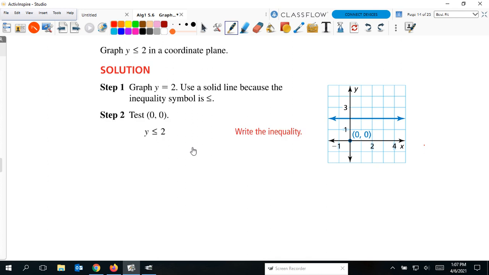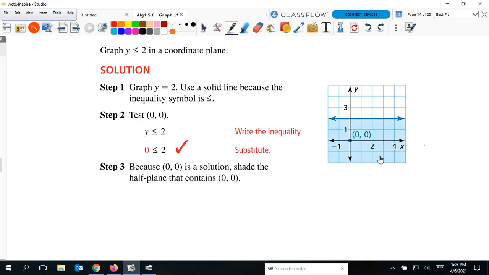And so that's what they're showing here. You're going to shade down below. They did the test point. It was true. They shaded down below. I would shade down below too, just by realizing that y is less than the 2. So it's going to be below.